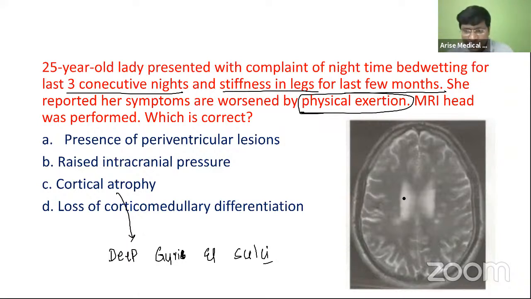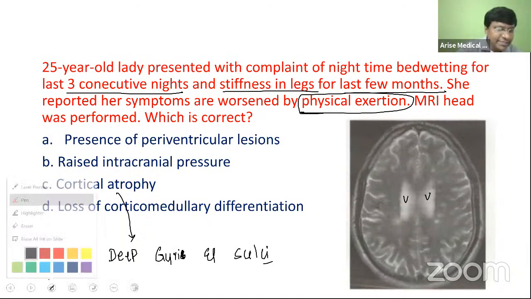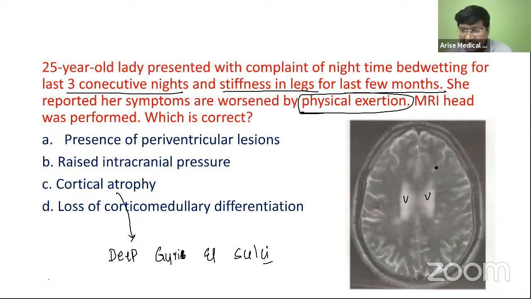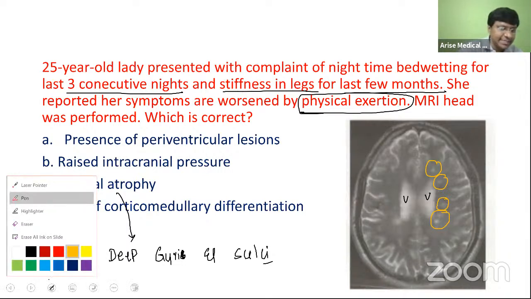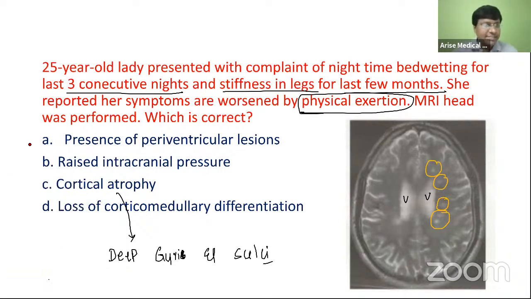Now, these are your ventricles, okay? Surrounding the ventricles, you see there are some lesions here. These are some white lesions which are present here. So, what is the answer here? The answer is presence of the periventricular lesions. So that is the answer to this particular question.